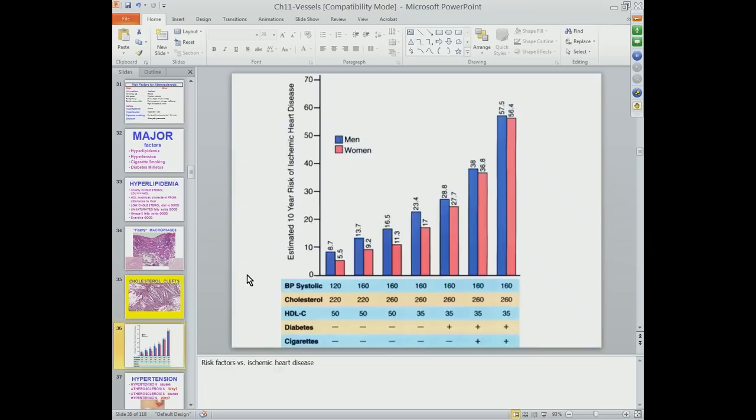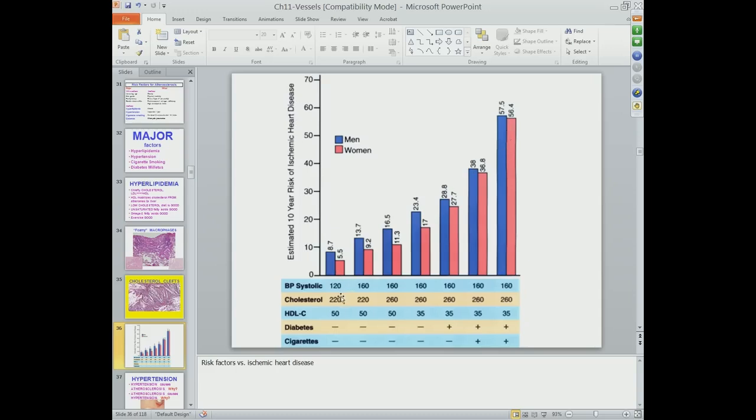The first one we talked about was cholesterol, but as you can see, we're going to use the value now of 220 being about normal. As it goes up from 220 to 260, your risk of ischemic heart disease goes up as well.